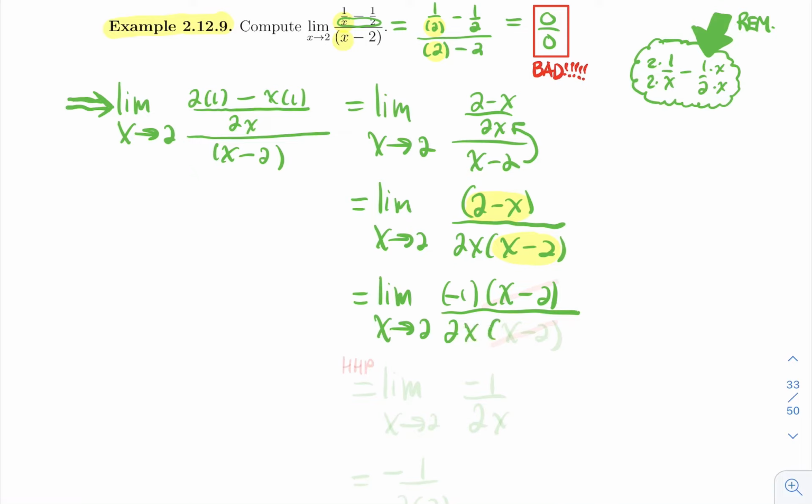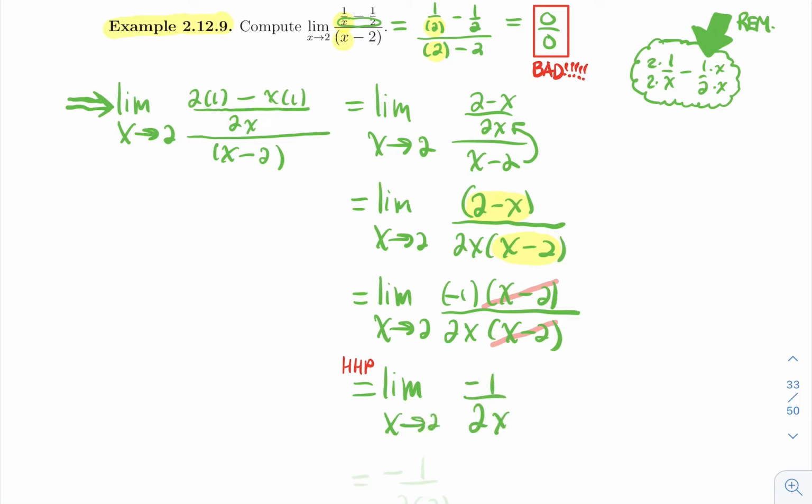2x times x minus 2. And here you can see it. So now this is the good part when things can simplify and cancel. So this x minus 2 here simplifies that one. And when that happens, because you're creating a new equation, that's where the hole principle is happening. So here you're getting a new expression, the limit as x approaches 2 of -1 over 2x.